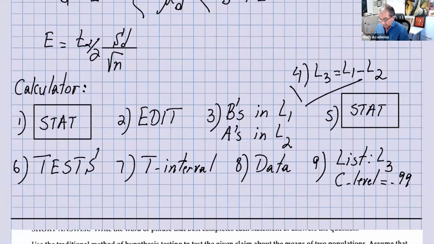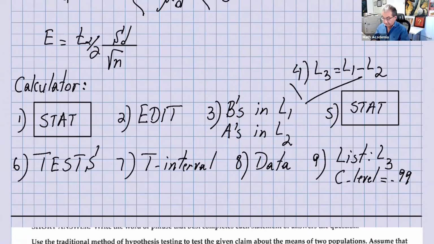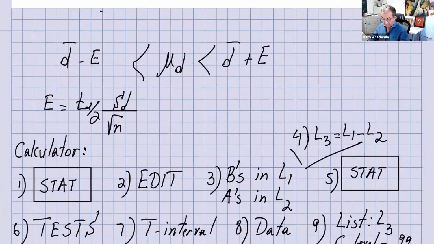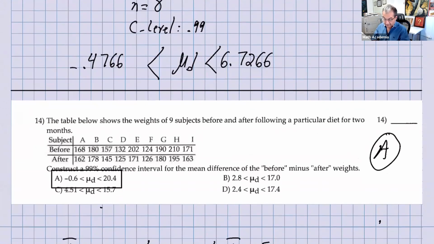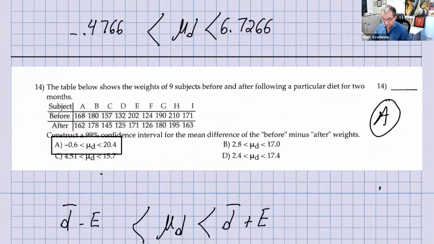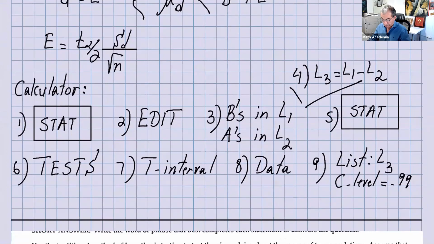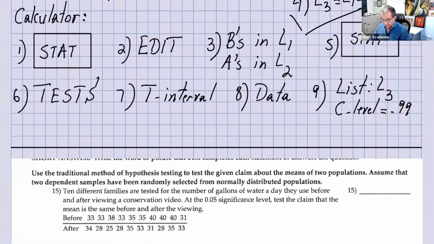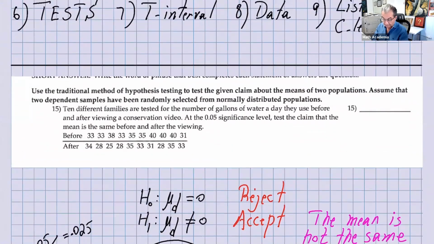So then when you go to T interval, pick data, and the list you have to pick is L3 and confidence level 0.99. And if you do that, you're going to get this answer. A is the answer, negative 0.6 less than mu sub d, less than 20.4. So please take a look at this and redo it yourself. You'll see it's pretty straightforward. Now number 15. Use the traditional method of hypothesis testing to test a given claim about the means of 2 populations.